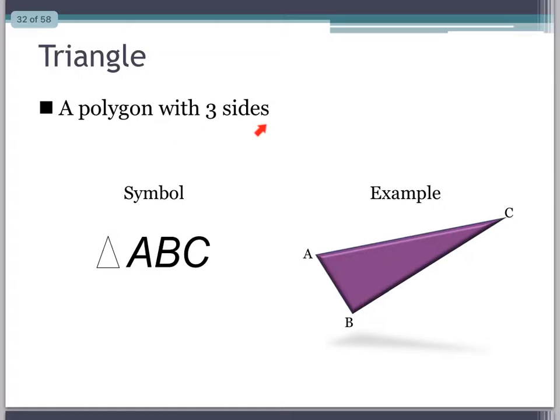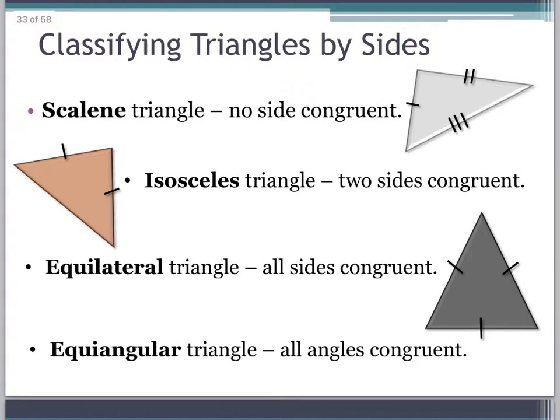Triangles before. So a polygon with 3 sides. So we got 3 straight sides that connect, makes a triangle. Example, ABC. We note it with the triangle symbol, so triangle ABC. We classify triangles in a couple different ways. The first way is by their sides. If none of the sides are equal, so no sides congruent, it's called scalene. Say that with me. Scalene. No sides are equal. Notice each of the hash marks are different.